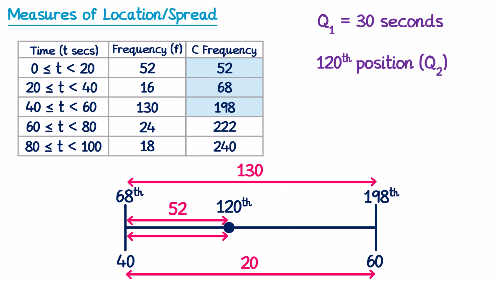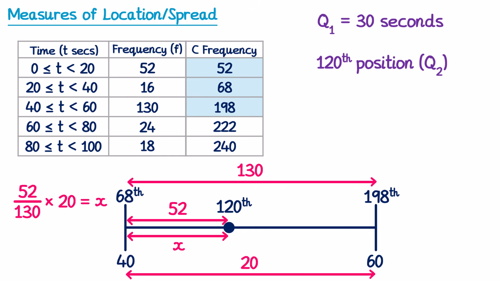What we want to work out is this distance here in terms of time. We don't know that, so we're going to call it x. Now because of the way we've drawn this diagram, the 120th value should be the same proportion through the group in terms of frequencies as it is in terms of time. This means we can divide 52 by 130, and we should get the same answer as if we divided this x value by 20. So we can create this equation here. To solve this equation, you just multiply both sides by 20. So we end up with 52 over 130 multiplied by 20, and this will give us the value of x.